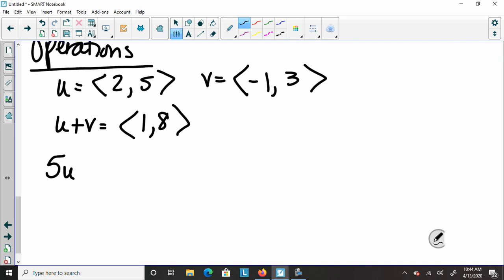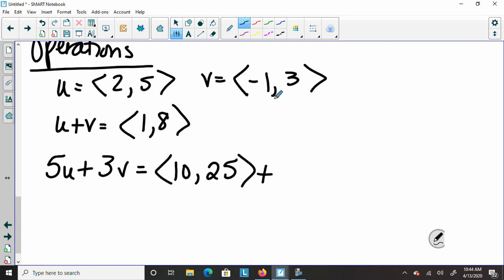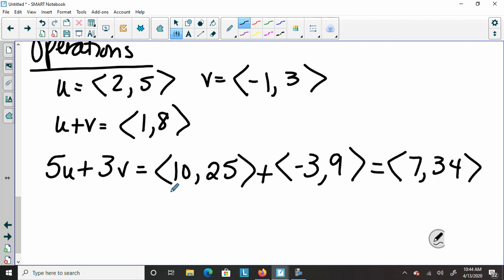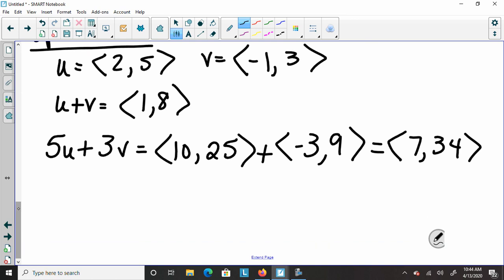If I'd like 5u plus 3v, I would just do 5 times the thing in u, so that's 10, 25, and 3 times the numbers in v, which is -3, 9, then add those together and get 7, 34. Okay, so those are your operations. We've been writing things in component form. We can also write things in what's called linear combination form, and it's just a different way that vectors are described.